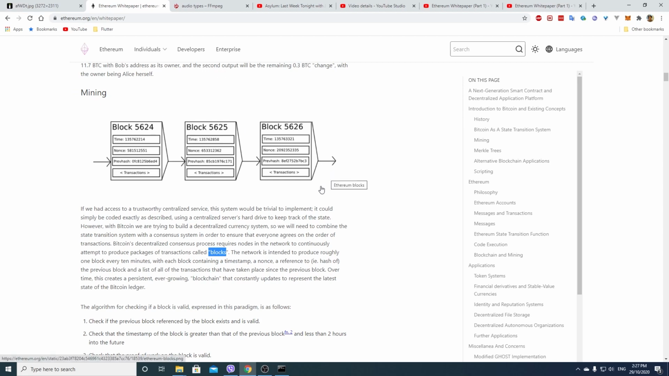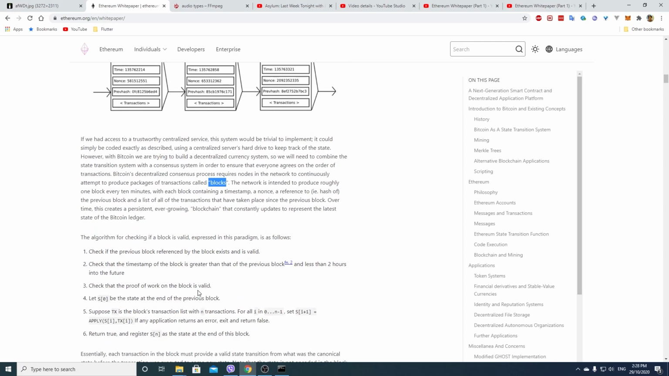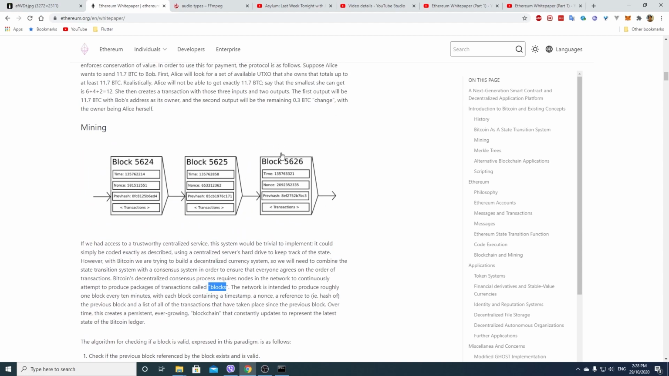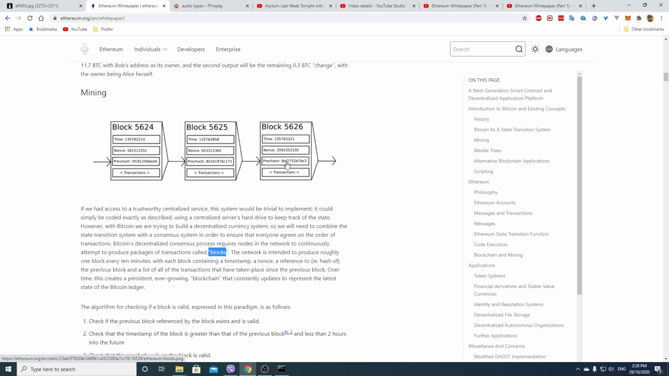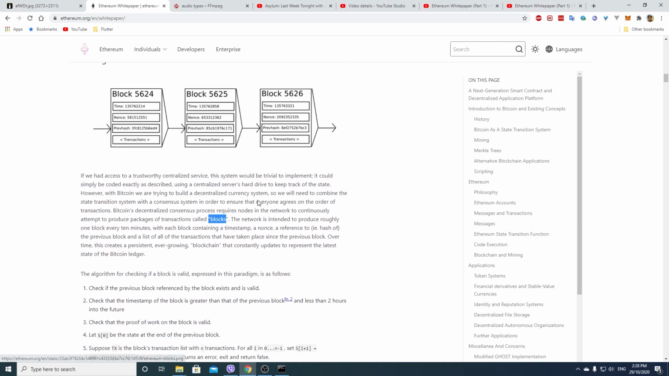Finally, we talk about the blockchain that constantly updates to represent the latest state of the Bitcoin ledger. Okay. The algorithm for checking if the block is valid, expressed in this paradigm, is as follows. Check if the previous block referenced by the block exists and is valid. So you receive this block, and you want to know if this block is okay, right? First of all, it should have the previous hash. You are supposed to have received all these blocks before, so you know the hash of the block before, and your new block must contain that hash.